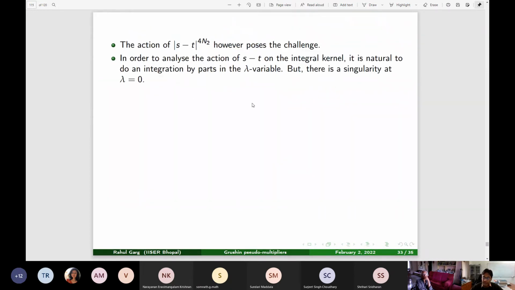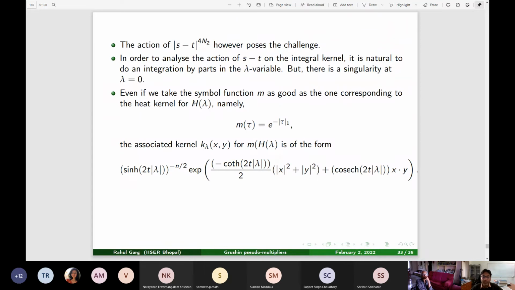Derivation in lambda, there is singularity. Even if you take a very, very nice symbol function, and I have forgotten, there should be a t here, e to the power minus t mod tau 1. That means you are looking at m h lambda. If you write down its kernel, explicitly known with the help of Mehler's formula, each time you take a lambda derivative, it will be producing a singularity, a term of the type lambda to the power minus 1. So the number of derivatives that you take, suppose 5 derivatives, it will be giving you lambda to the power minus 5. Very good for infinity, terribly bad for 0. When lambda goes to 0, trouble. This is the only singularity trouble that I have been talking about all through. We do not know how to handle this. We just don't know how to handle this.